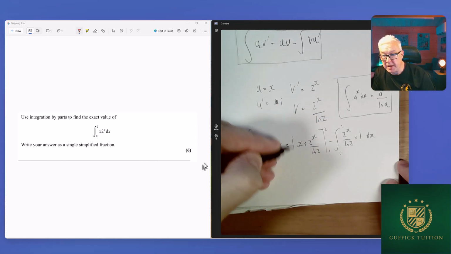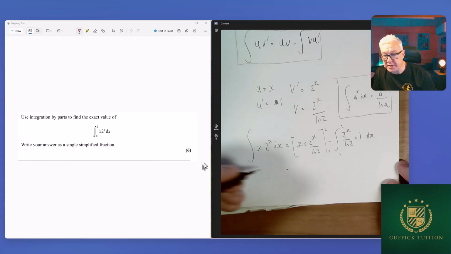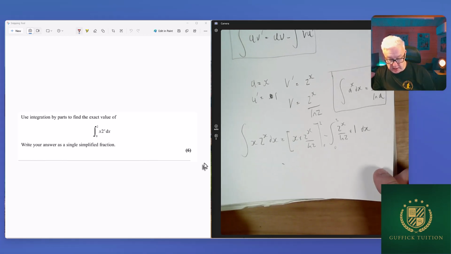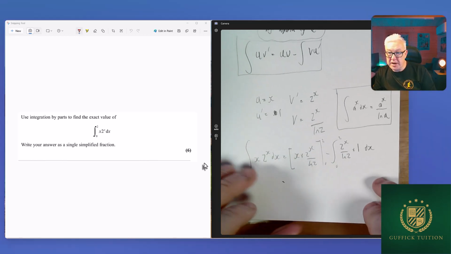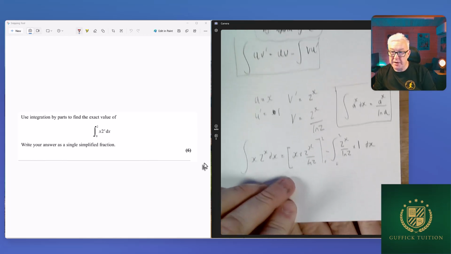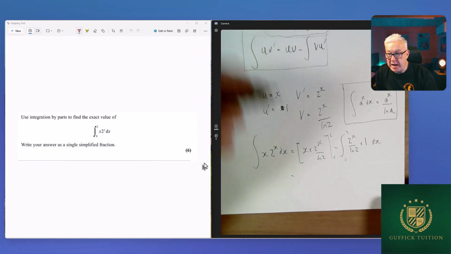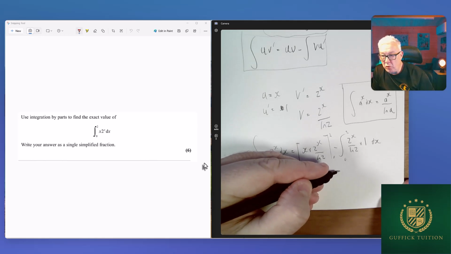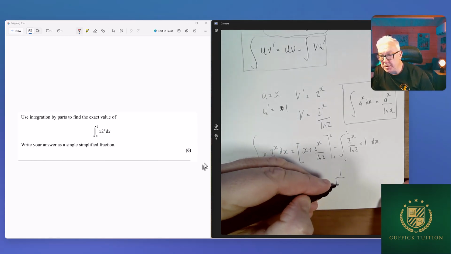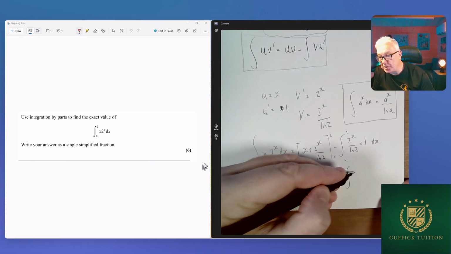Now, the next thing that I would say here is that we've now got to integrate 2 to the x over ln 2. And when it comes to integrating 2 to the x over ln 2, what I would say is we can take out 1 over ln 2, because ln 2, remember, is just a constant.